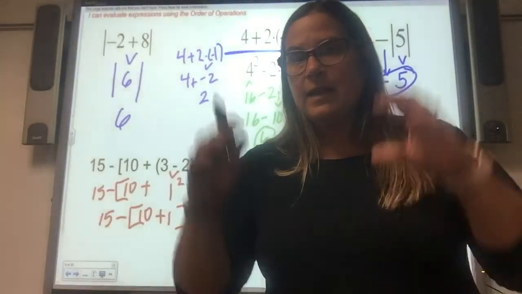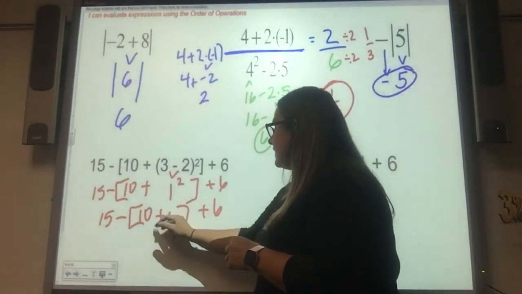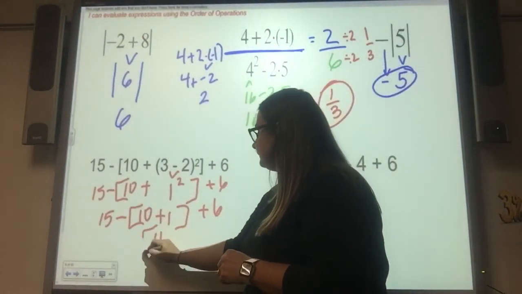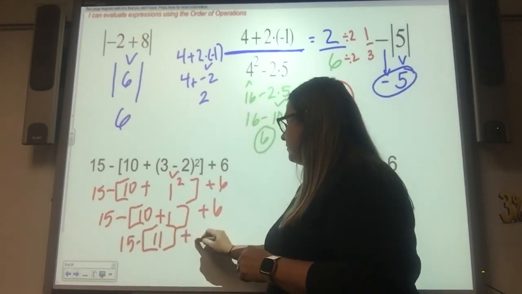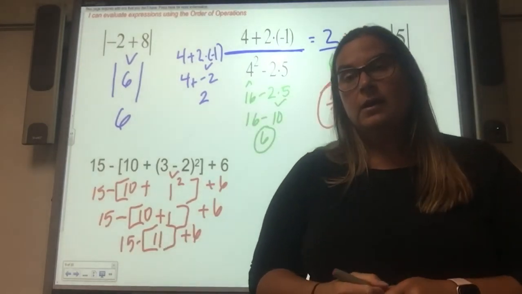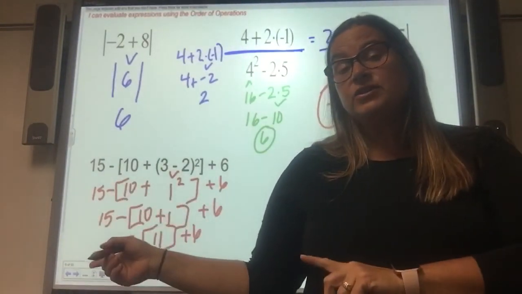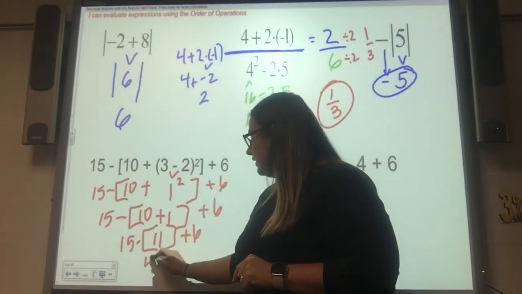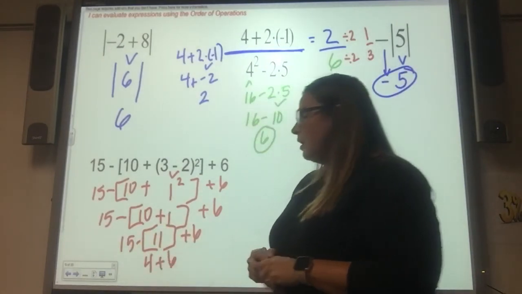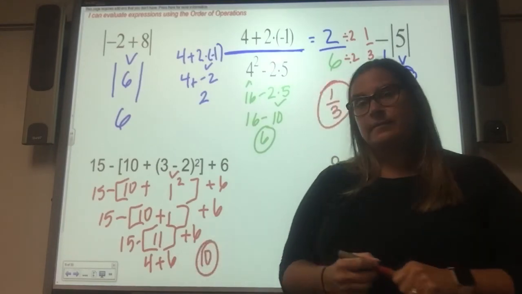Next step, keep working in those brackets. Keep working on those grouping symbols. 10 plus 1 is 11. 15 minus 11 plus 6. Work left to right now. Addition and subtraction left to right. 15 minus 11 is 4. 4 plus 6 is 10.